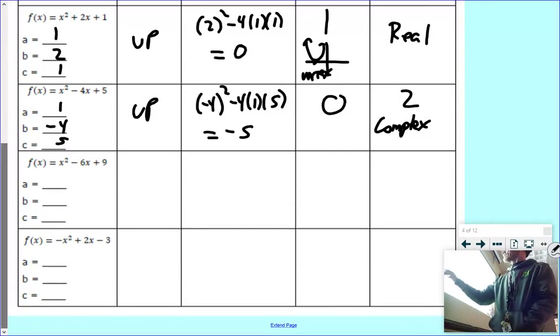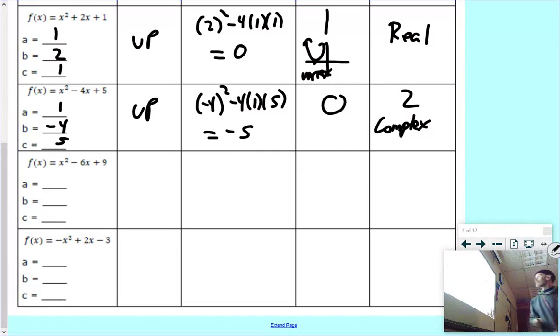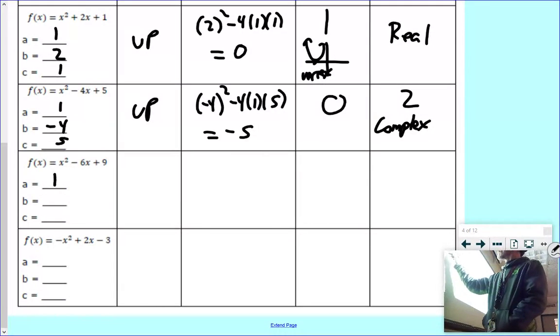I'm going to do the same thing on these last 2, then I've got 2 more on the next page, and then we're going to summarize, based on this information, what we can say going forward about the discriminant and what it tells us about how many x-intercepts and how many solutions it has. So keep on going here. So 1, -6, and 9.